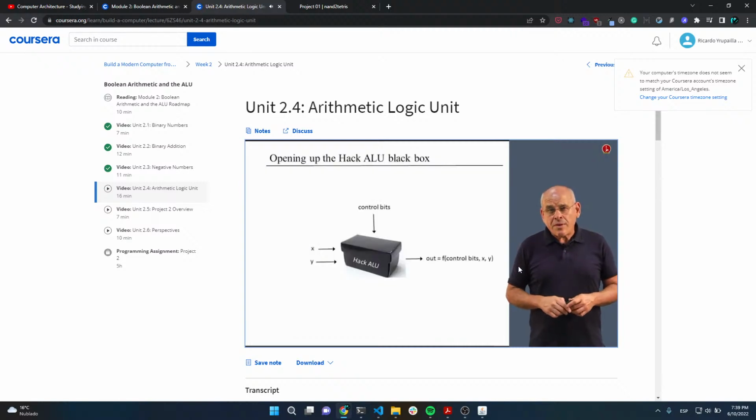All right, well, we didn't say anything about how the ALU actually works. Everything so far was kind of magic, so now is the time to open up the black box and understand how the ALU actually performs this magic.